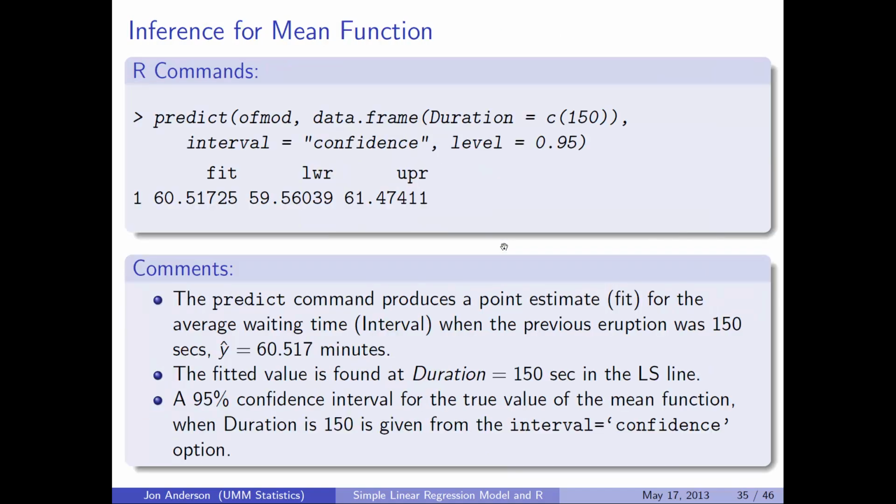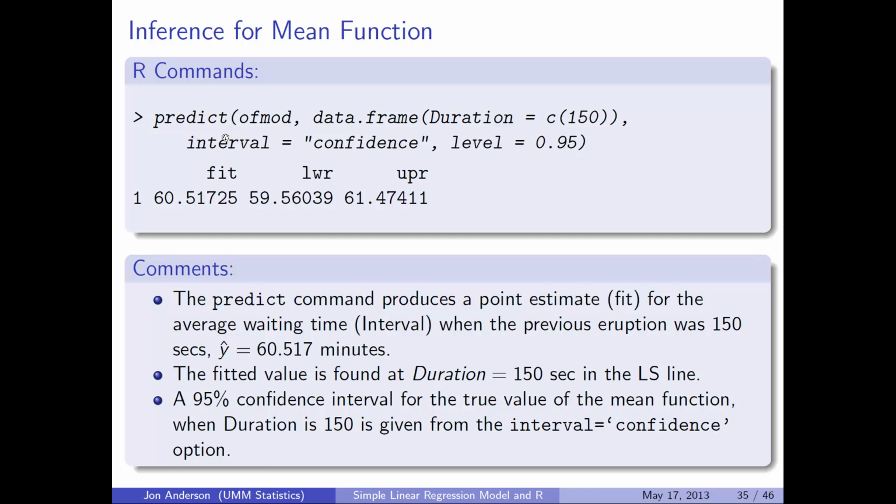I think that makes sense. Here's how you do this in R. You use the predict command, you use the simple linear regression model object, and then you tell R what value you want to predict at. So what I'm doing here is making a little temporary data frame that has one value in it, a duration of 150 seconds. What should I expect to happen when the last duration was 150 seconds?